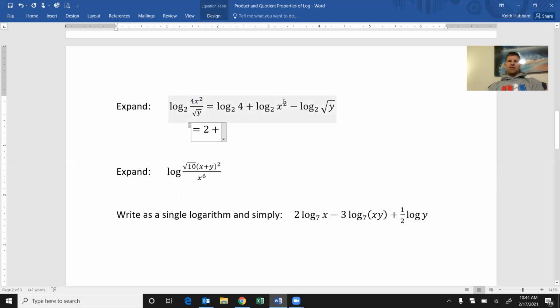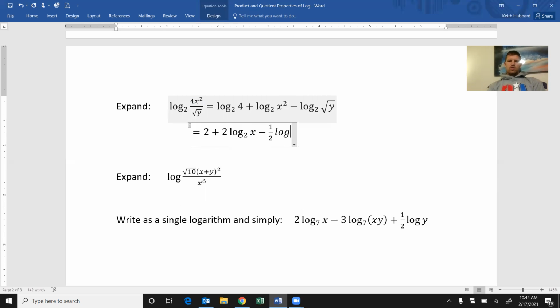What about this here? I have an exponent, x squared. Using the power rule, I can write that as 2 log base 2 of x, okay? What about this last one? That has a power to the 1/2. So I can write that as 1/2. That's about as expanded as you're going to get, okay?